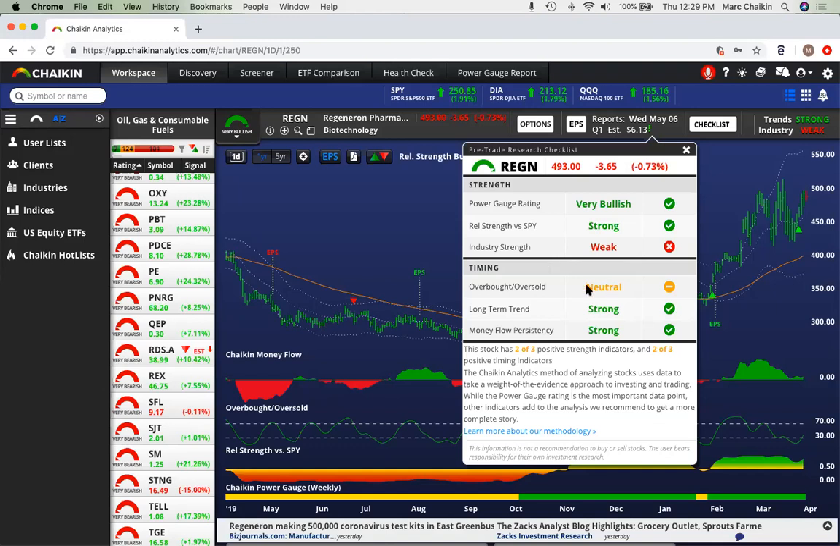And then we have our timing indicators. Starting from the bottom up, money flow persistency. Has there been persistent green in Chaikin Analytics? Long-term trend, is it trending up or down? That's strong as well. And then, very critical from a timing point of view, the overbought, oversold indicator. It's neutral, that's right here. This is a cross between an MACD and a stochastic, so it's bounded by 0 and 100. And it's just coming out of oversold territory, so it's gauged to be neutral.